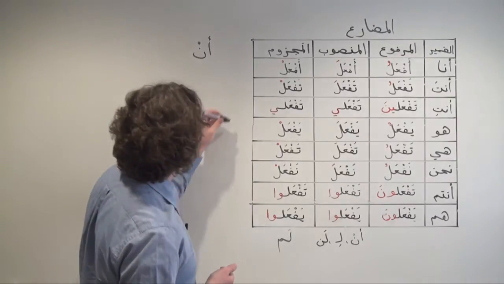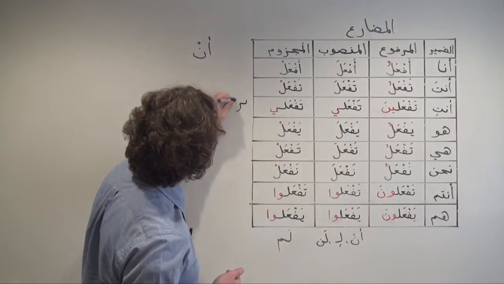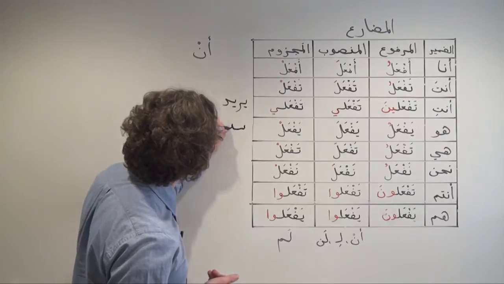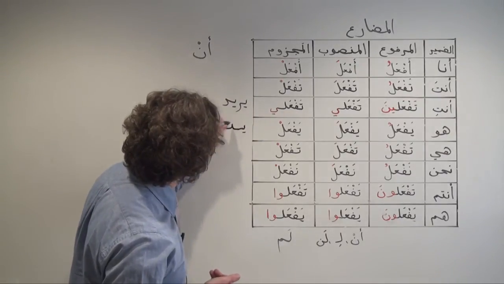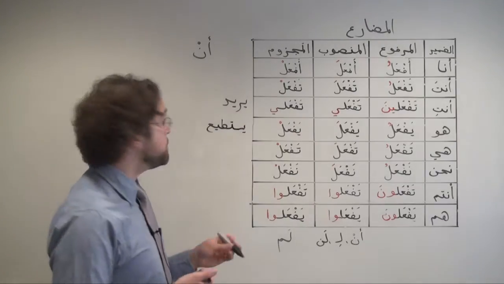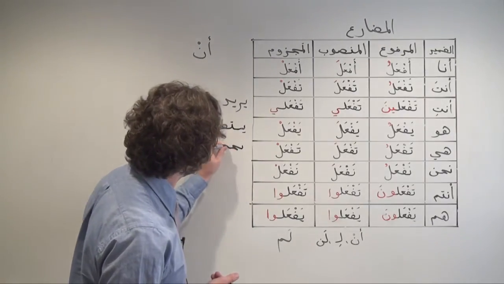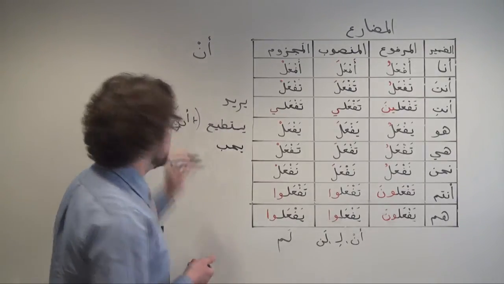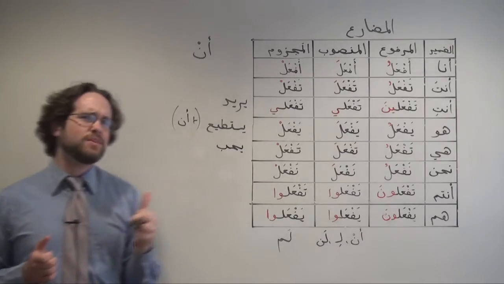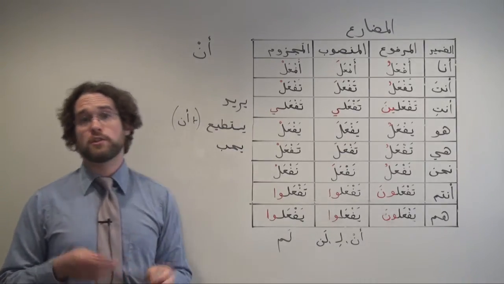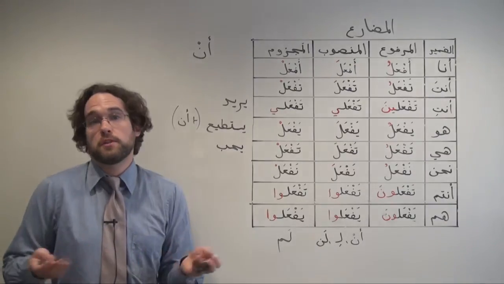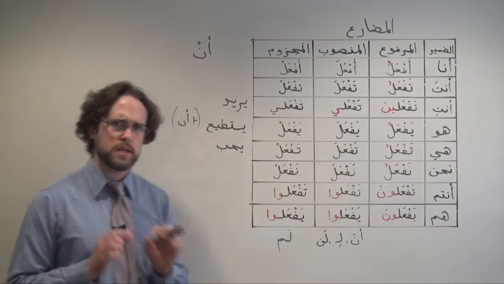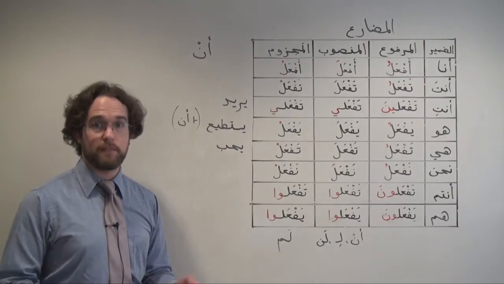Some of them are verbs like yurid, the formal Arabic verb for to want, or yastati', to be able to, or yuhib, to like to do something. So you'll often see an after those verbs. Bear in mind that an really isn't used very much in colloquial speech. There are different ways to connect dependent verbs in Egyptian and Levantine, and we have a separate video on how to construct those sentences in spoken registers. An is pretty unique to Al-Arabiya al-Fusha, to MSA, formal Arabic.